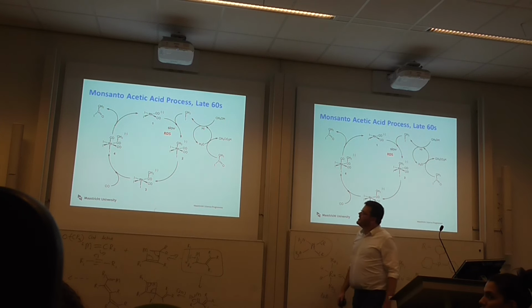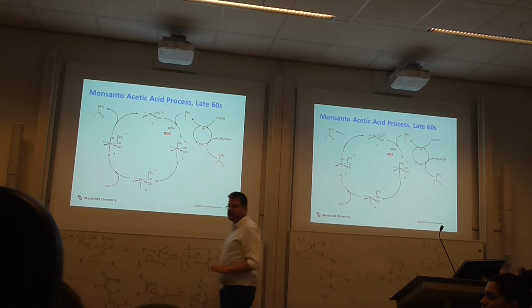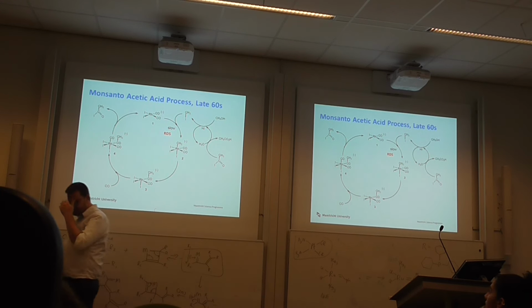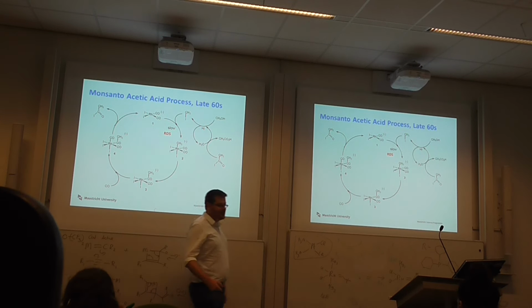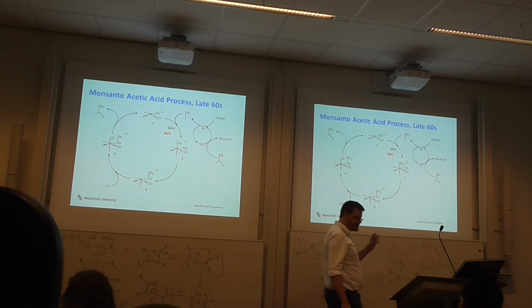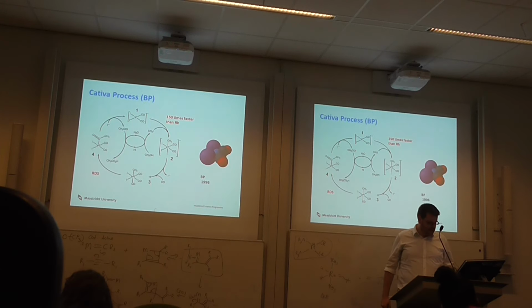It turns out that the rate determining step is the oxidative addition of methyl iodide to the rhodium center. That's basically the rate determining step according to experimental work and calculation. So that's going to slow things down.